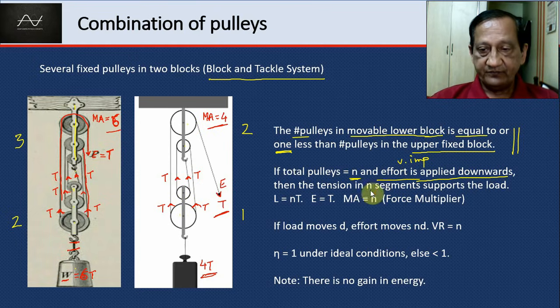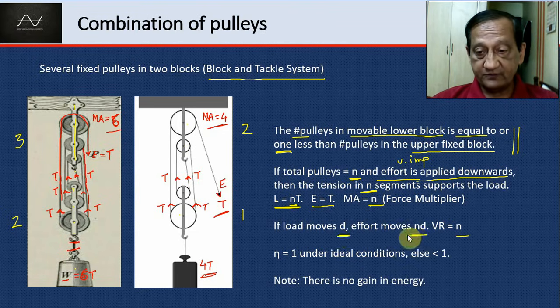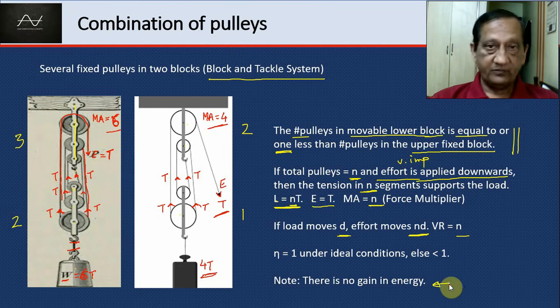So the tension in n segments is supporting the load. Effort is tension, but there are n strands, each having tension T, so the load is equal to nT, and load by effort is equal to n. It acts as a force multiplier. And VR also will be equal to n, namely, if the load moves distance d, then effort moves a lot more distance. Therefore, there is no gain in energy as such. Work input is equal to work output. You can't have an output greater than the input. At best, they will be equal.